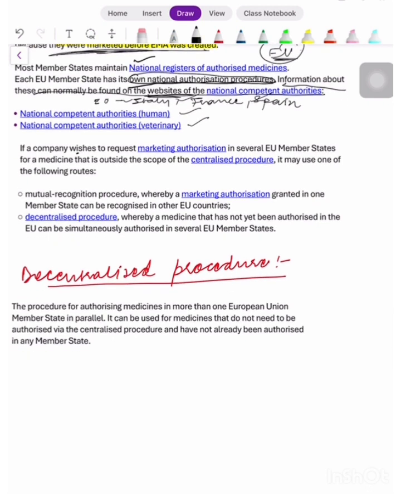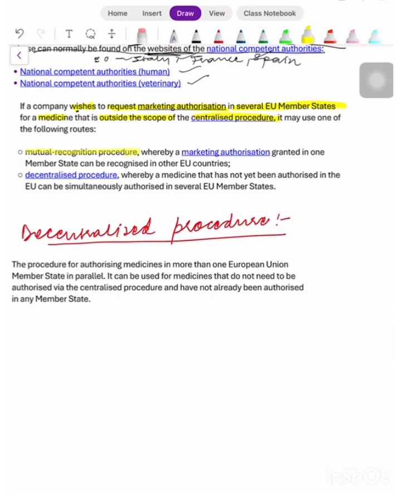If a company wishes, अगर कंपनी की इच्छा है रिक्वेस्ट करने की मार्केट ऑथराइजेशन एप्लीकेशन in several EU member states for a medicine that is outside the scope of the centralized procedure, it may use one of the following routes, that is mutual recognition procedure, जहाँ पे marketing authorization is granted in one member state and can be recognized in other EU countries, or decentralized procedure whereby medicine that has not yet been authorized in the EU can simultaneously be authorized in several EU member states.